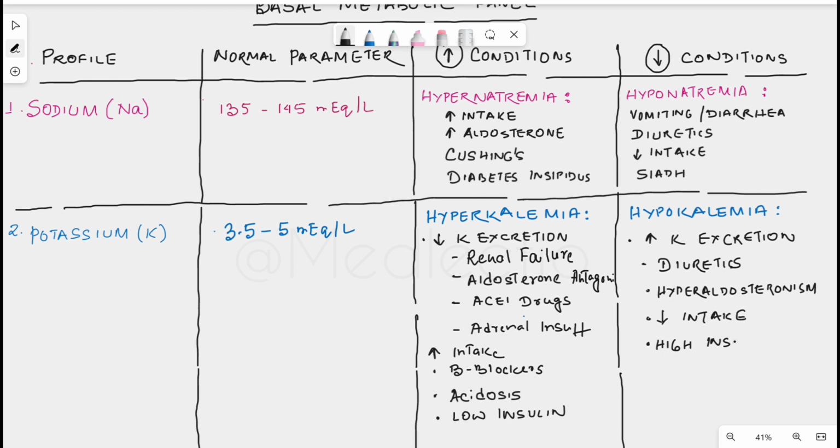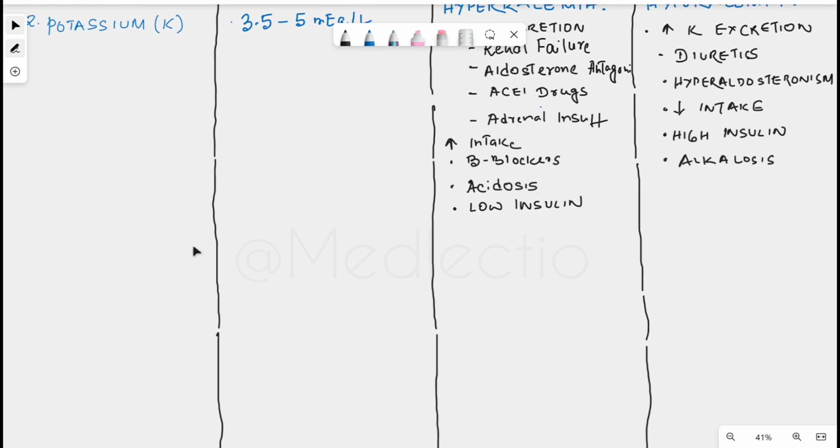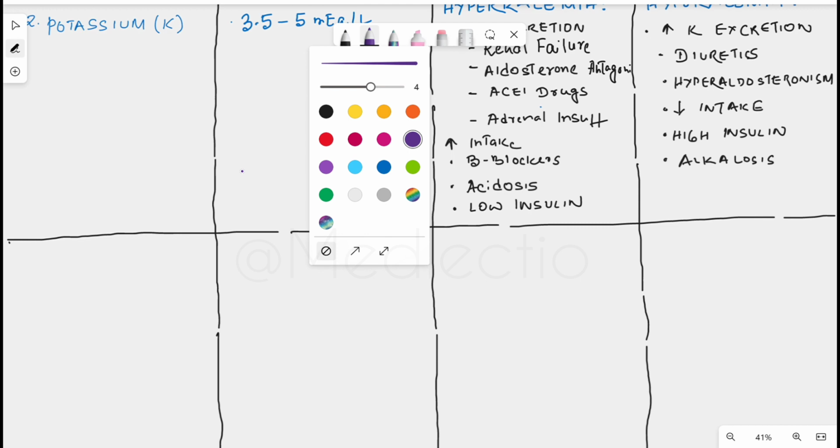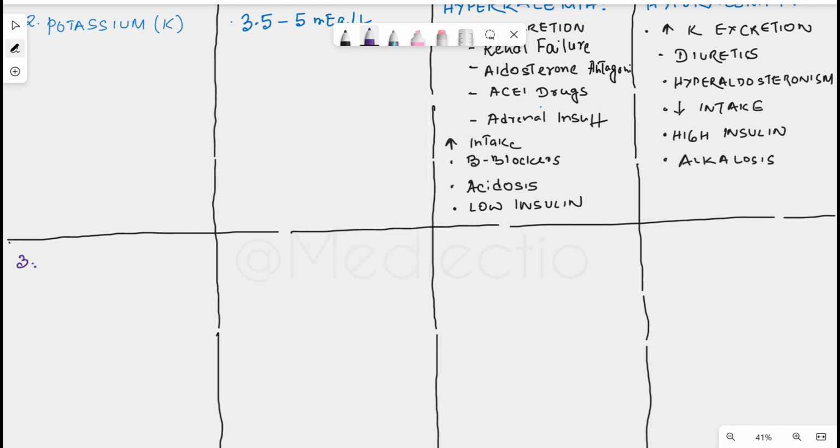Then high insulin: insulin actually pushes the potassium into your cardiac muscle, skeletal muscle and adipose tissue with some channels called GLUT4. We'll discuss these things later. It's important for your FMGE exams later. FMGE, NEET PG, it's very important. And alkalosis also causes hypokalemia.